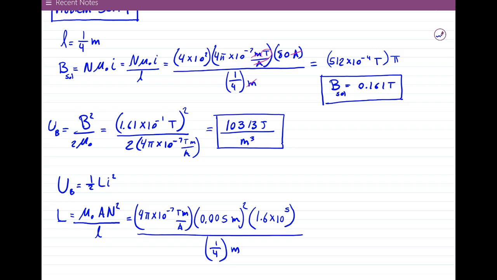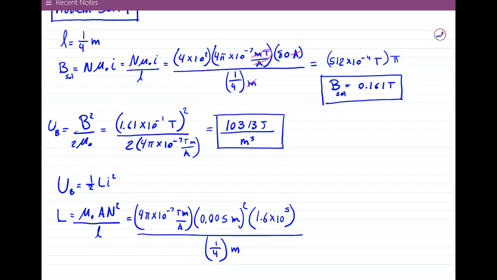And the units should be webers per amp, which is henries. So this is 40.2 microhenries. And that's the inductance. So now we've got the inductance.